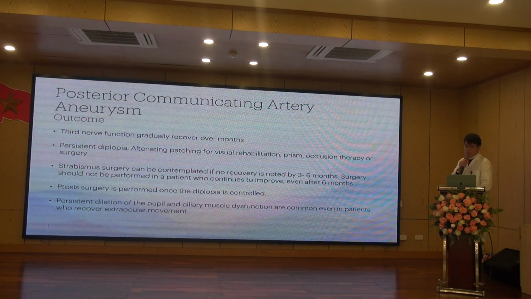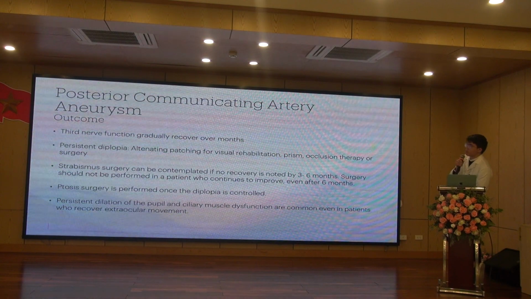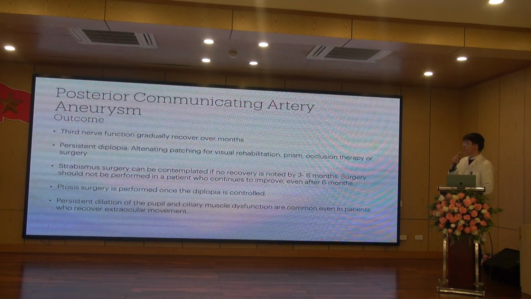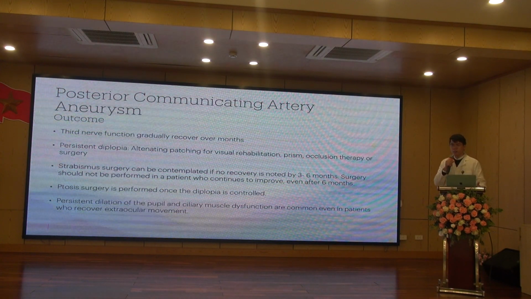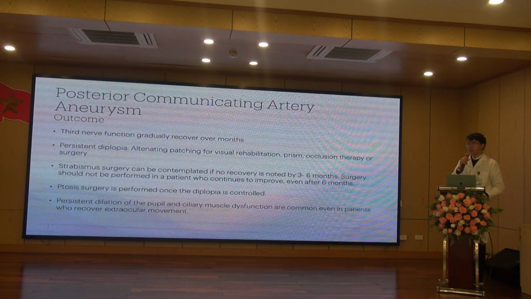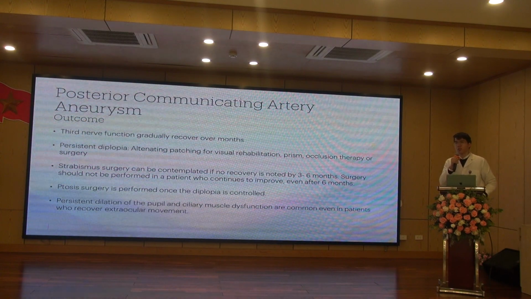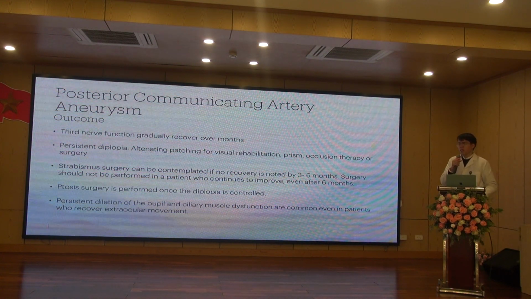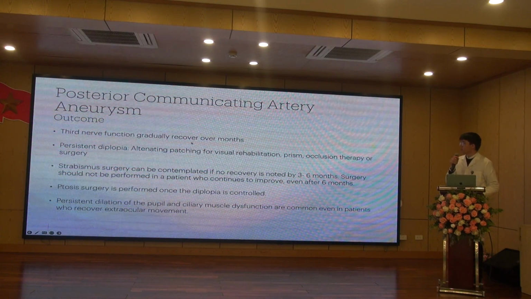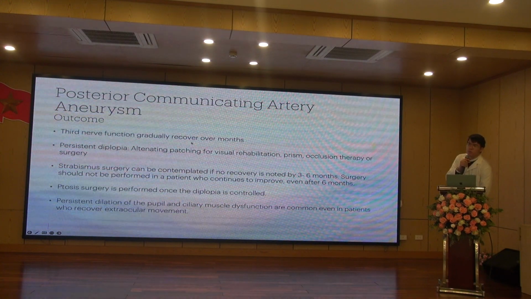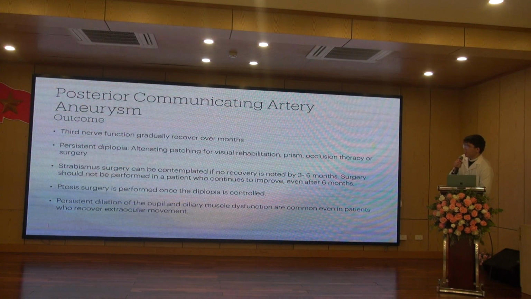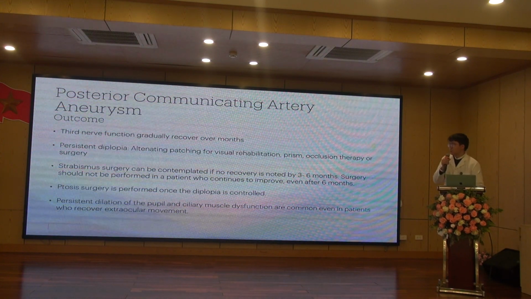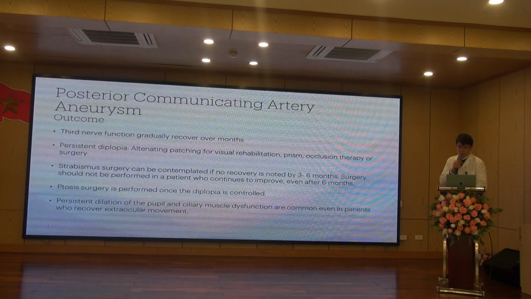About the outcome and prognosis, the third nerve function gradually recovers over months, and if the patient has persistent diplopia, we can use alternate patching for visual rehabilitation, or prisms or occlusion therapy. If after 3 or 6 months there is no recovery, we can consider strabismus surgery. But if the patient has recovered a little bit within the 6 months, there is no need for surgery. Ptosis surgery is performed once the diplopia is controlled after strabismus surgery, and dilation of the pupil and ciliary muscle is common, even in patients who recover extraocular movement.